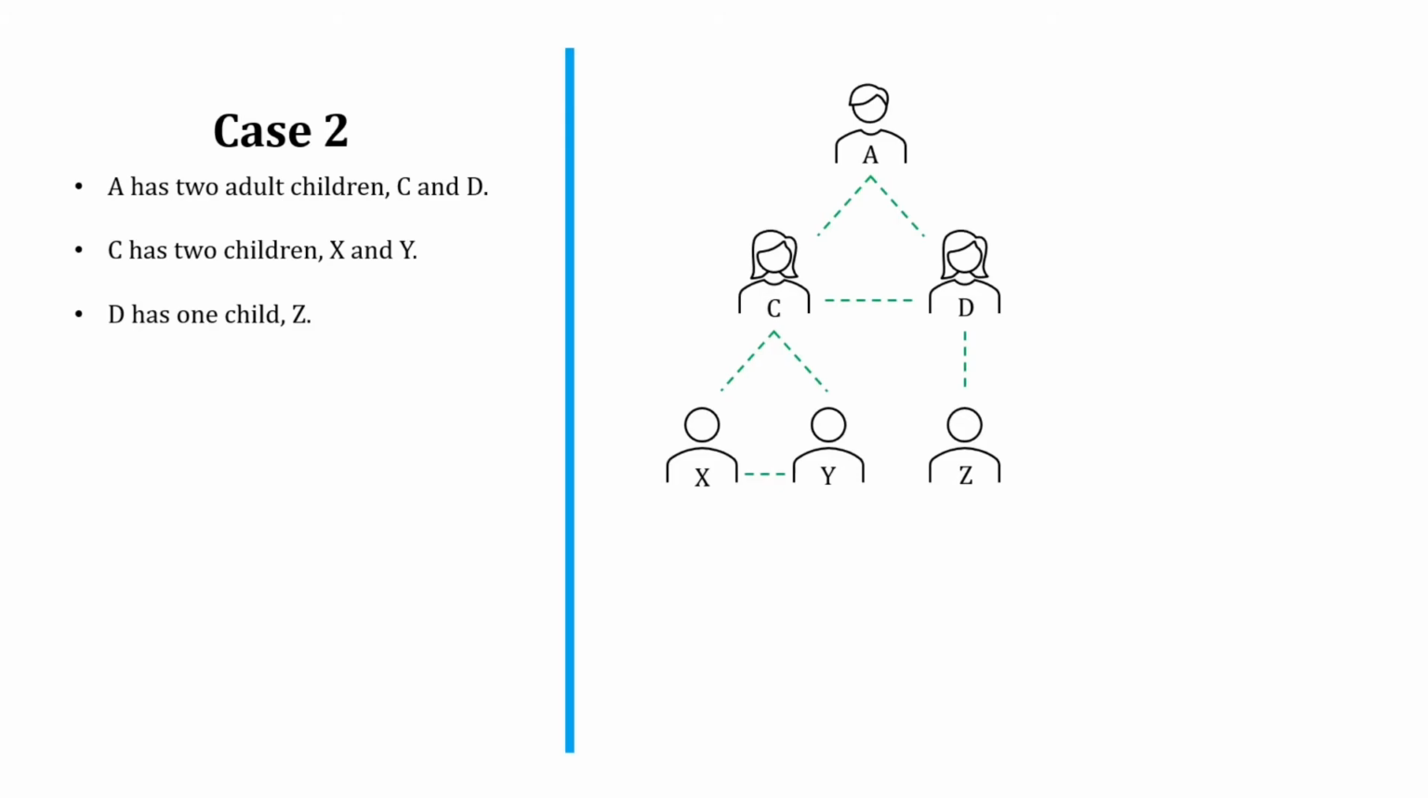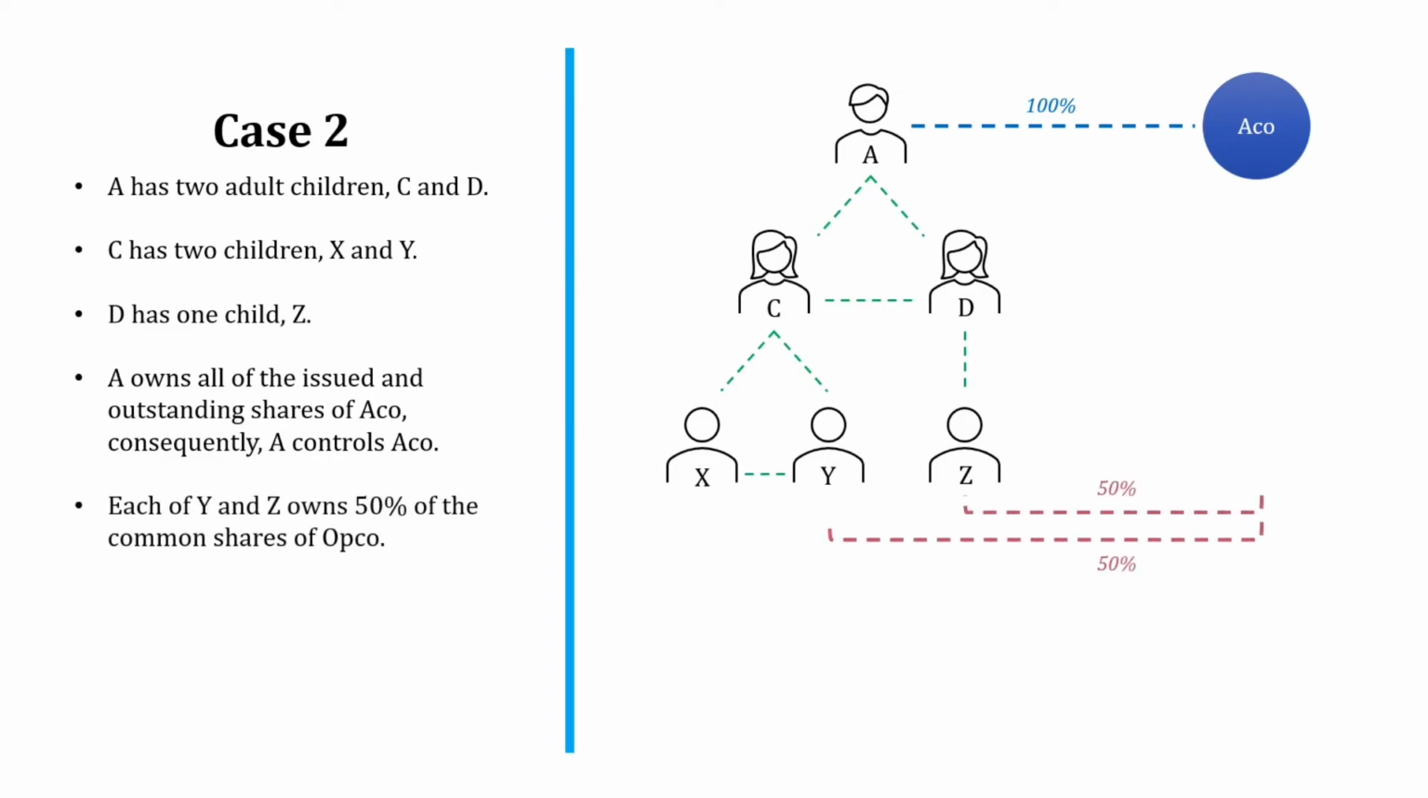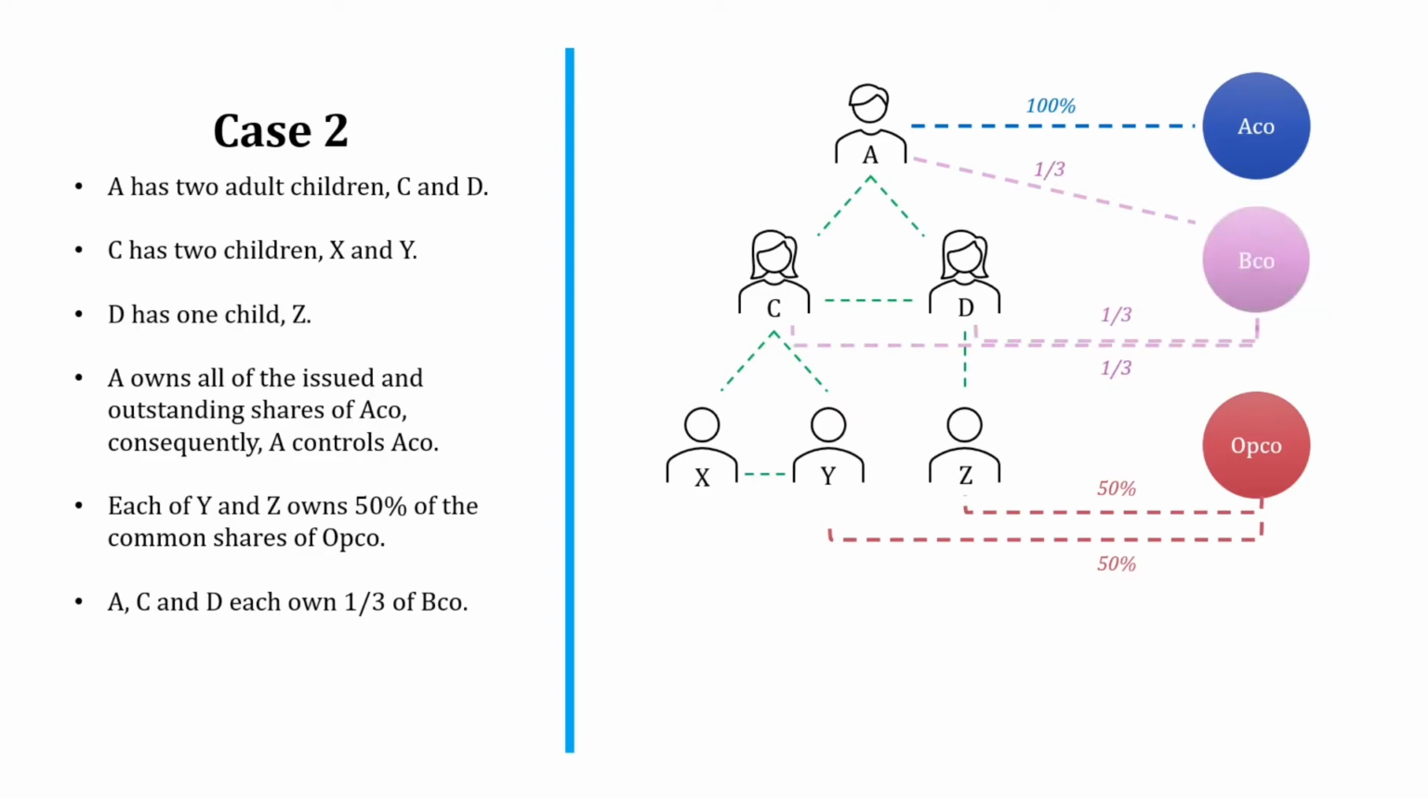Continuing on with this familiar fact pattern, A owns all of the issued and outstanding shares of ACO. Consequently, A controls ACO. Each of Y and Z owns 50% of the common shares of OPCO. And case 2 introduces a new company. A, C, and D each own 1/3 of BCO. Are BCO and OPCO related?